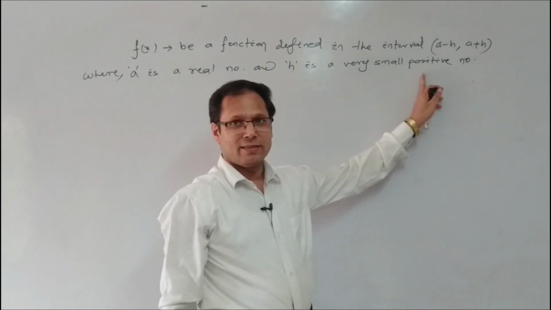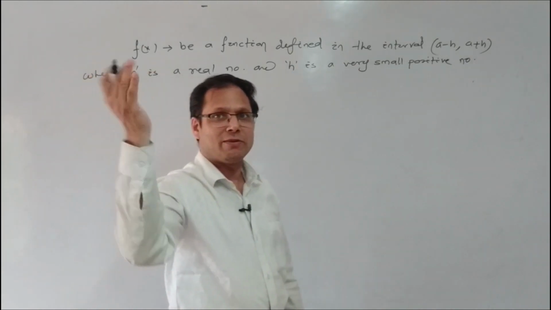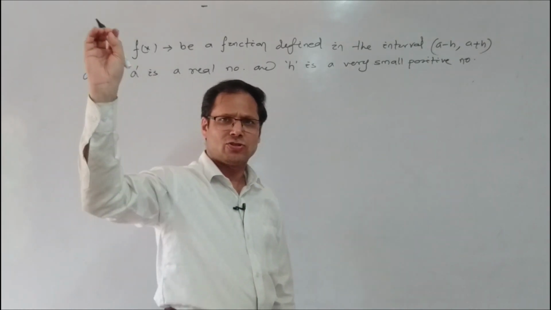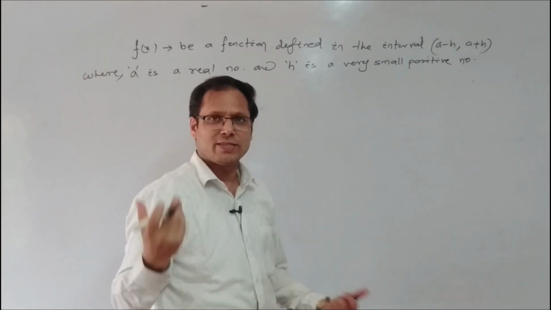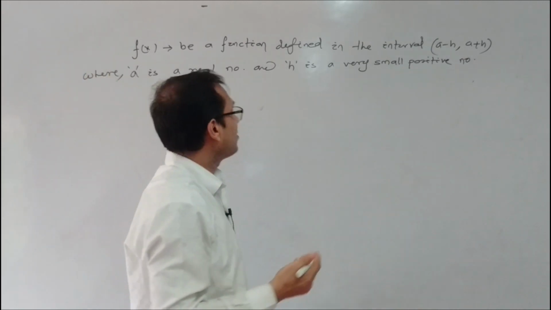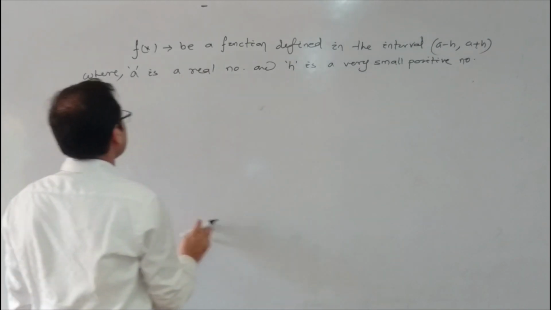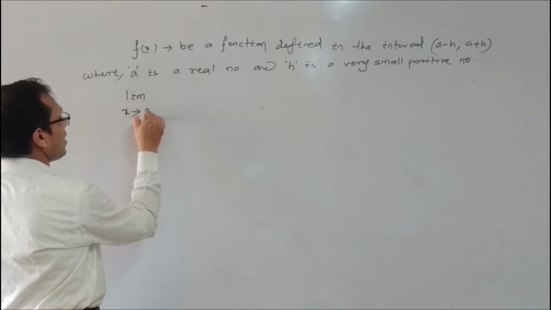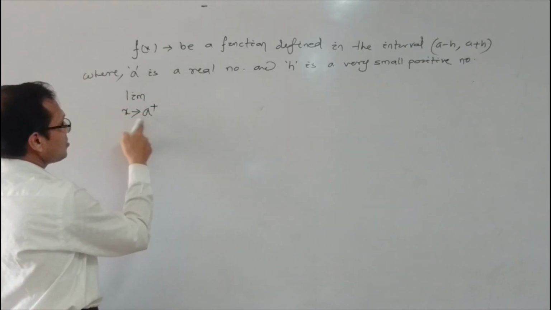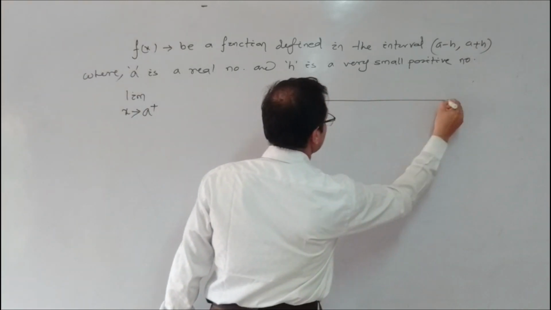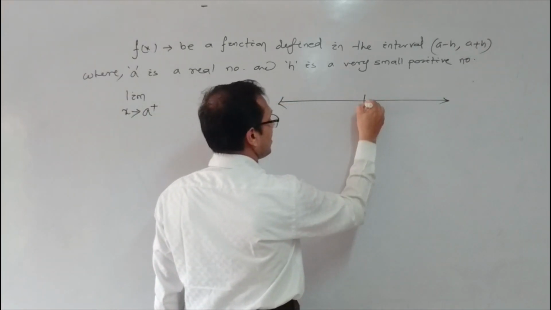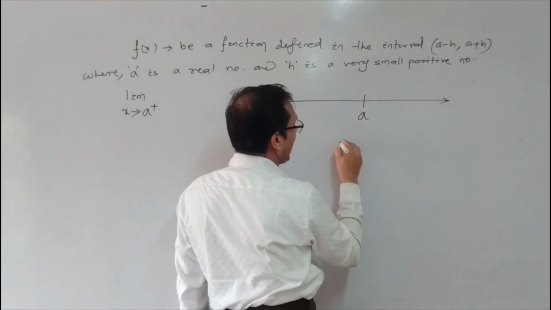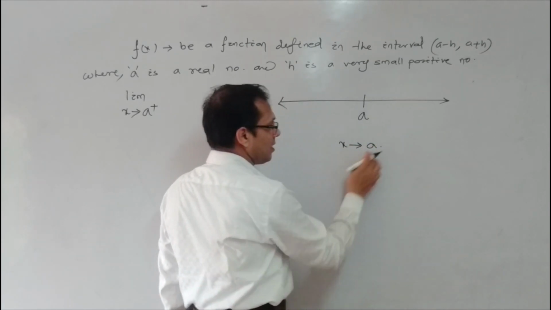However small you can think, the value of h is however small you can think. That means a very small number, 0.00000001, suppose. Suppose you write limit x tends to a plus, that means what? Suppose here is one number line, a is here. If you write x tends to a, that means what?